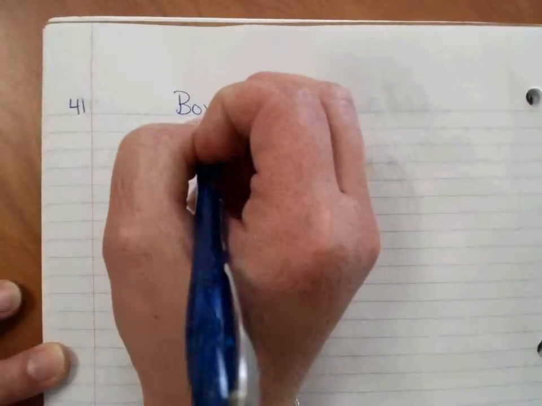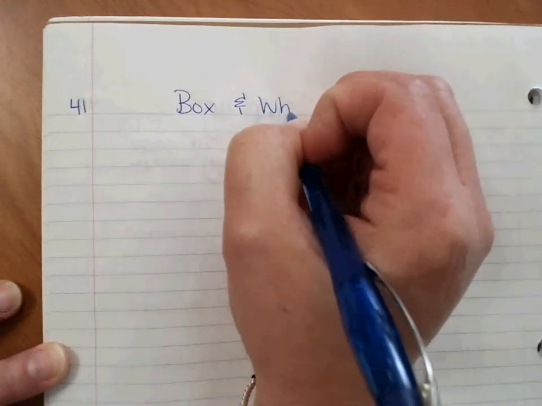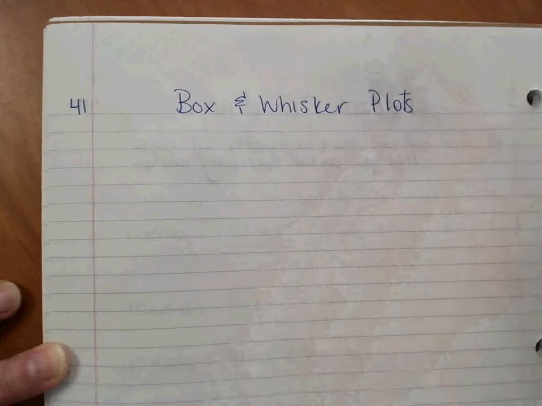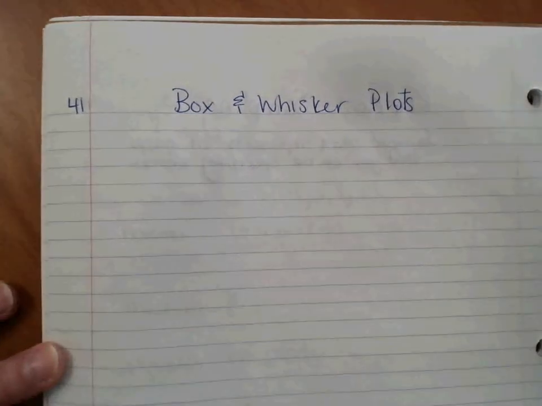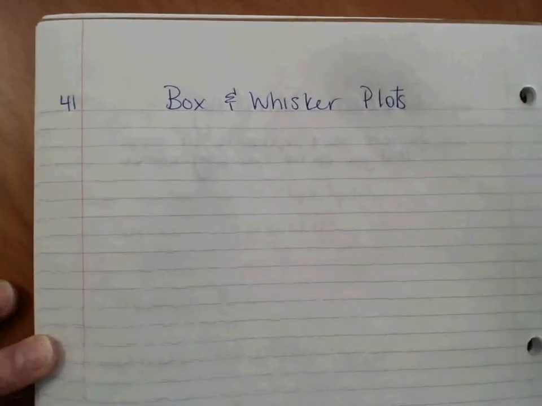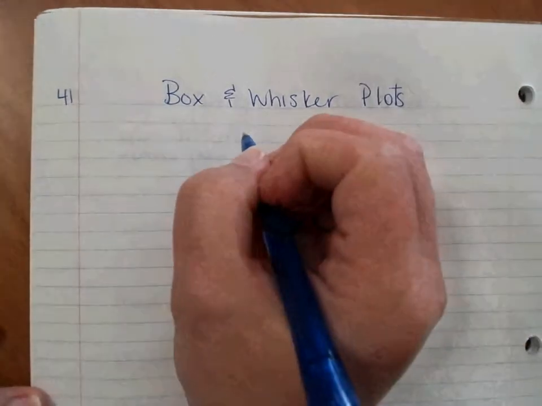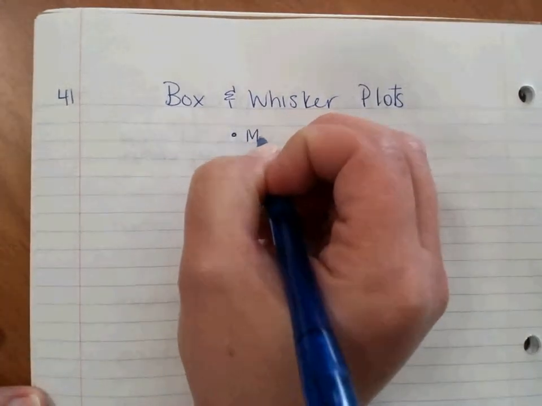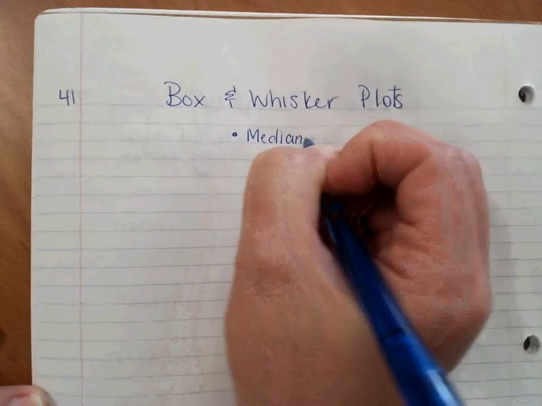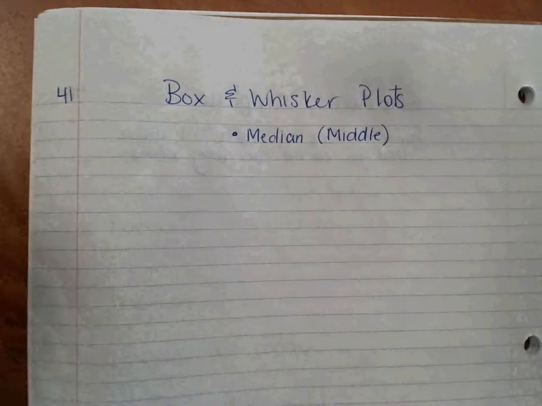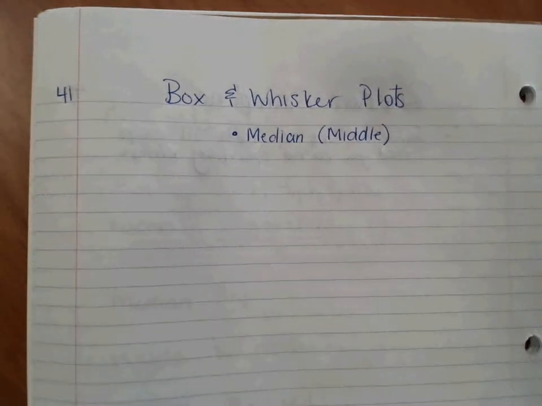Hey guys, this video is going to be on box and whisker plots. This video is going to be all about our box and whisker plot, which you briefly talked about last year, and how to set it up. And this is using the median. Remember, median means middle. We talked about that last week, that middle number. So we're using a lot of middle numbers here.